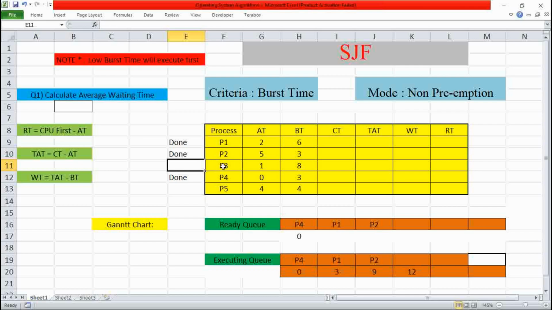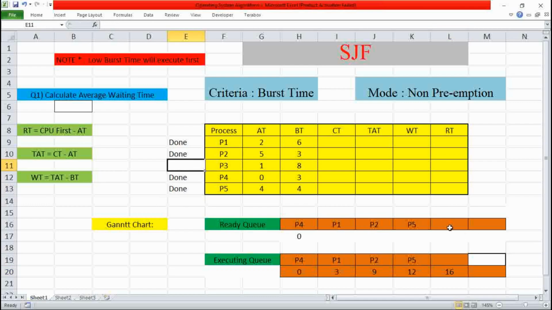Now you will tell me if P3 will come or P5 will come. P5 will come because P5 has the lowest burst time. So right here P5. Now how much time does P5 require? It's 4. So 12 plus 4 is equal to 16. Now our P5 is also done.